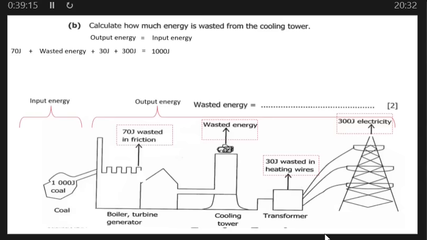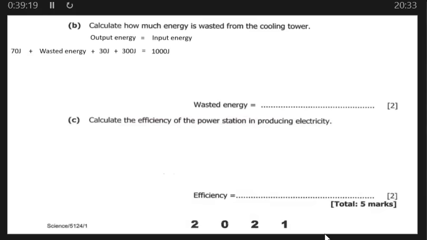Then if we add all the energies on the left side of the equal sign, this will give us something like energy wasted plus 400, and this will give us 1,000. Then what will happen to that 400? It will cross to the right side of the equal sign to become negative. So energy wasted is equal to 1,000 minus 400 joules, which gives 600 joules. So that is the energy wasted.